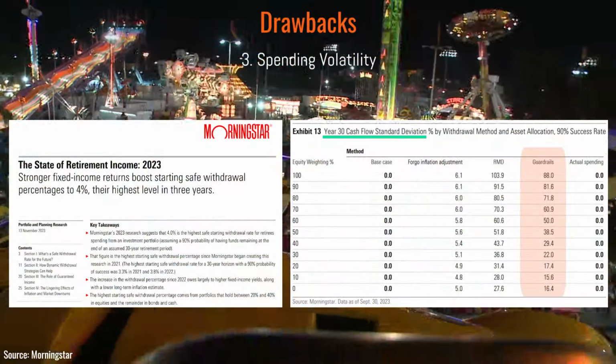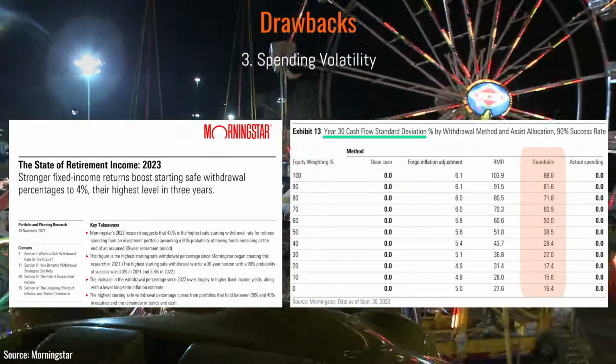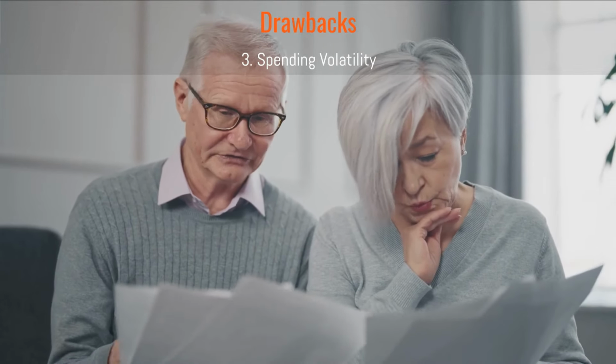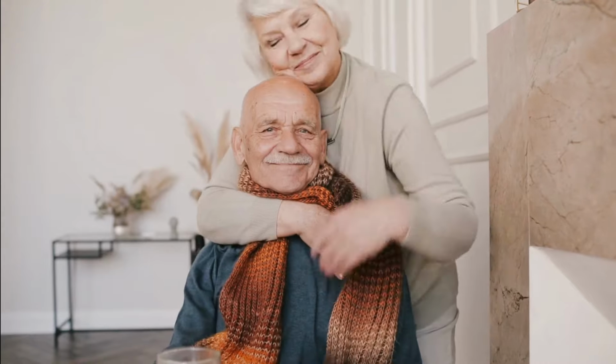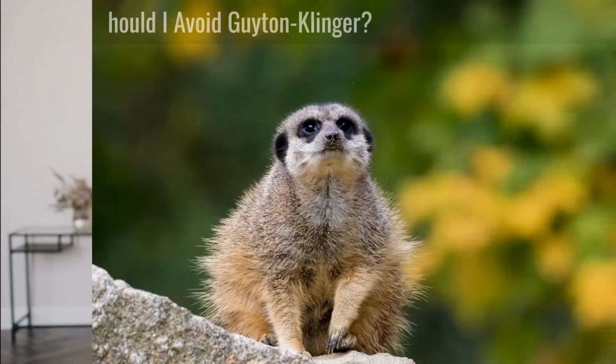Third, besides a lower standard of living during down markets, another consequence of the decision rules is potential for significant spending volatility. This can lead to increased stress and anxiety for retirees, especially those who prefer a more stable income, or those less prepared to adapt their spending. The flexibility in the guardrails comes at a cost, both financially and emotionally.